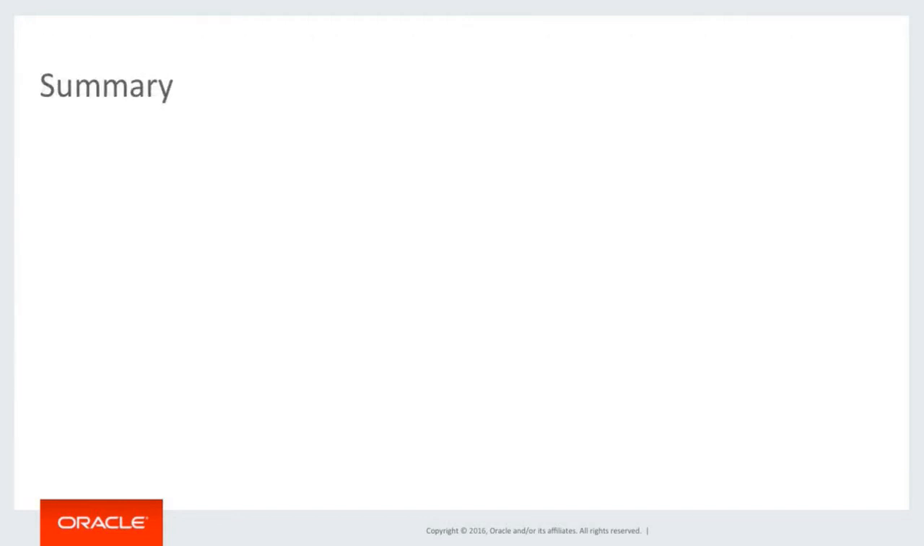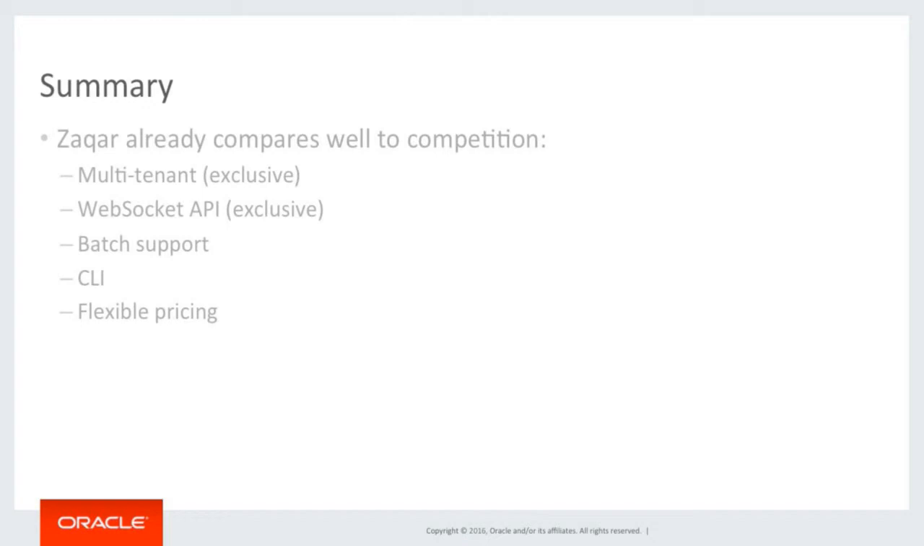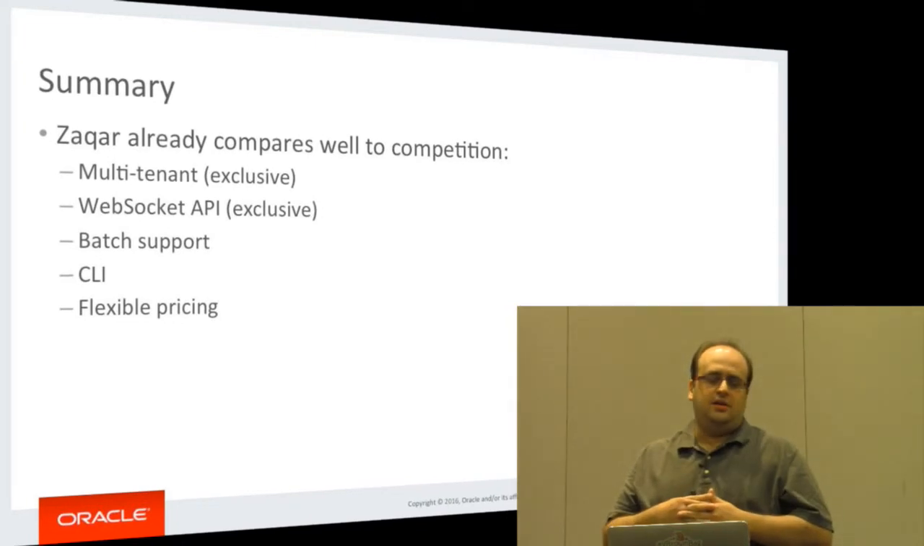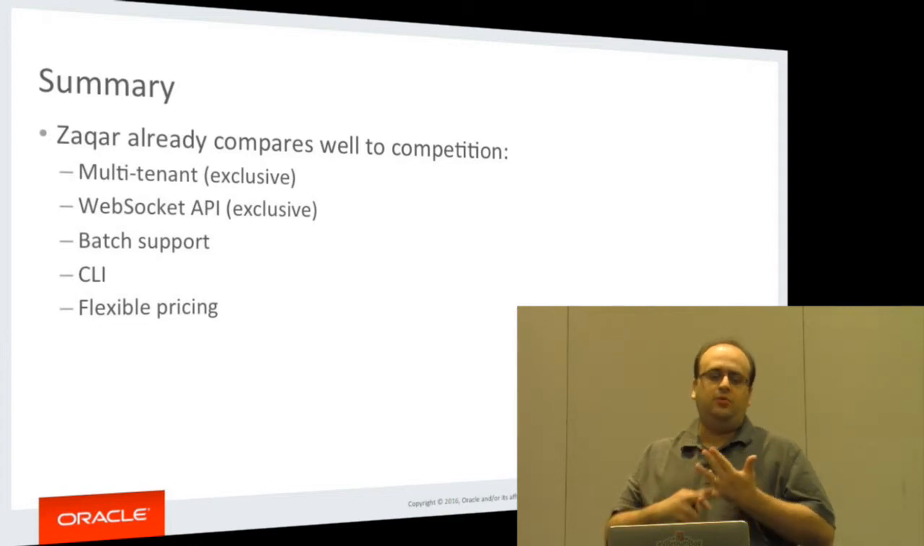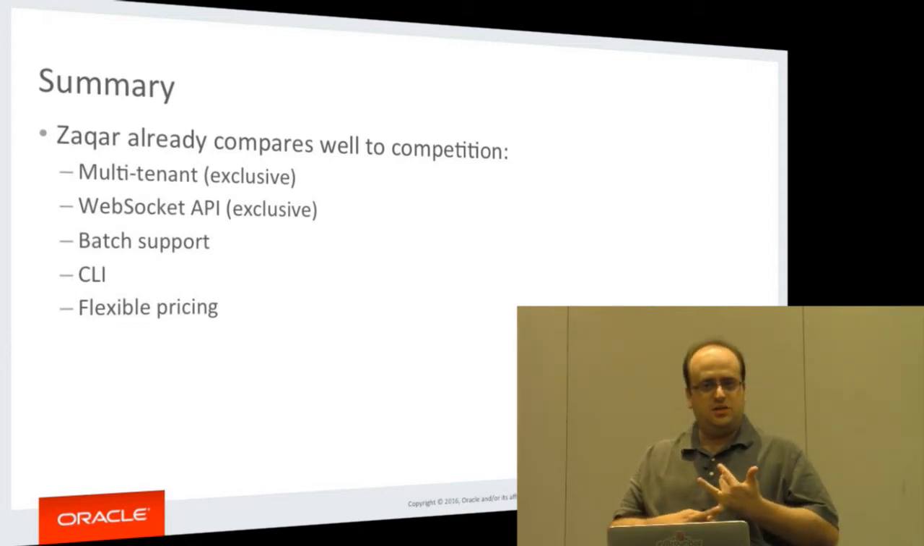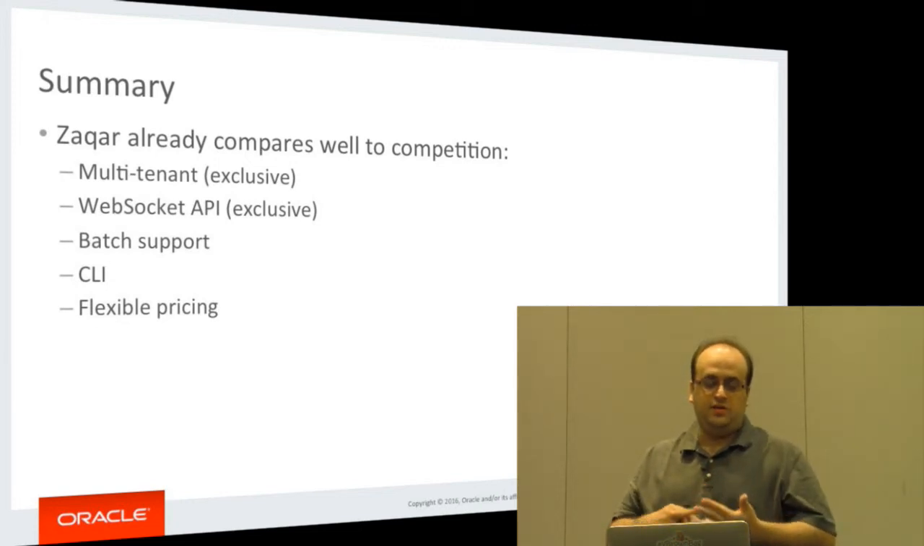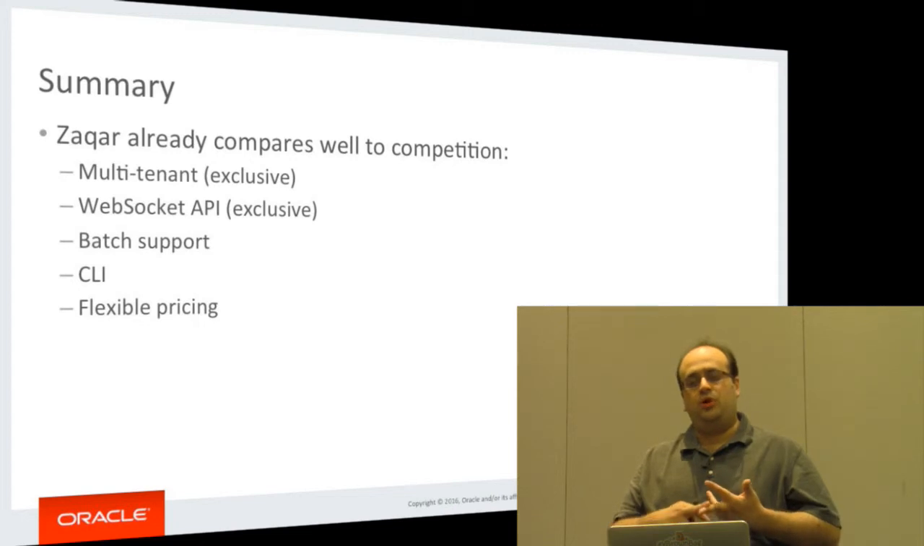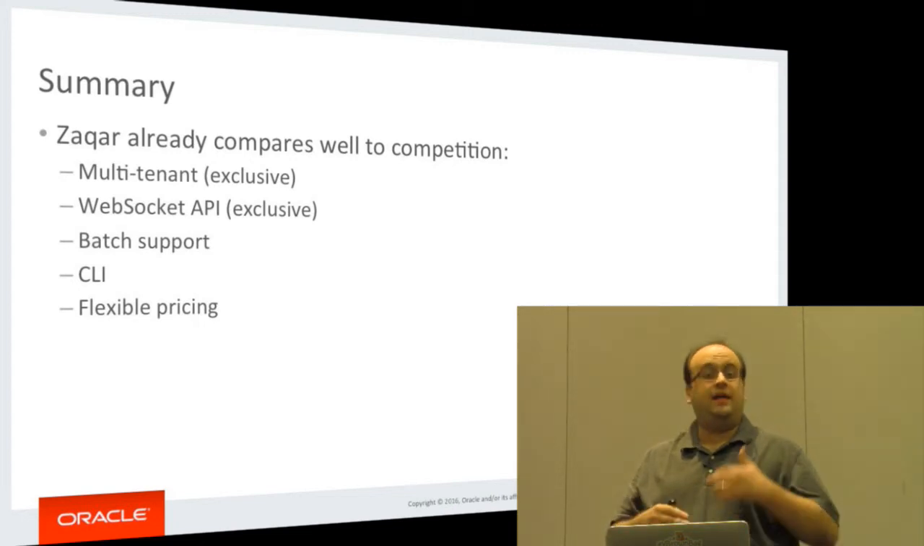So to sum things up, Zaqar actually already compares very well to competition. Even though it's a new OpenStack service, a new OpenStack project with a very small development team still. It's the only multi-tenant cloud messaging service. It's the only one with a WebSocket API, which again can be very important for some applications. It has batch support when other services don't, and that's good. It saves you performance and it saves you money.